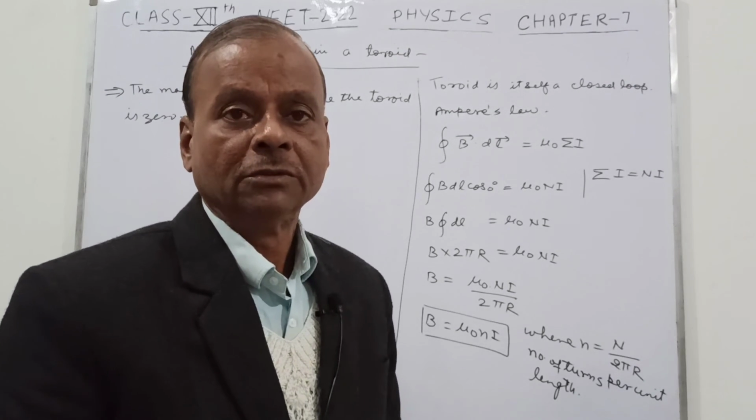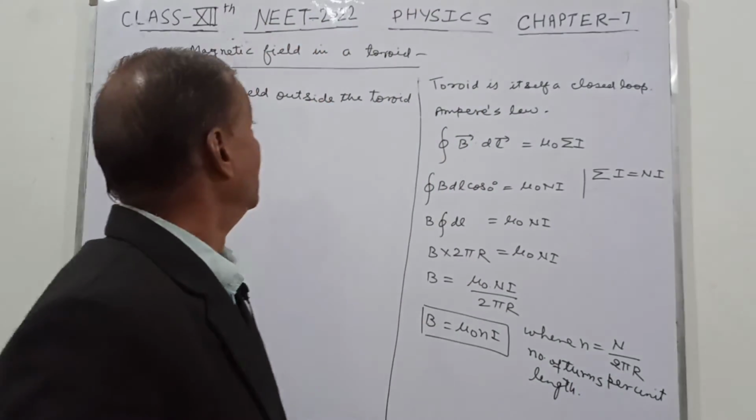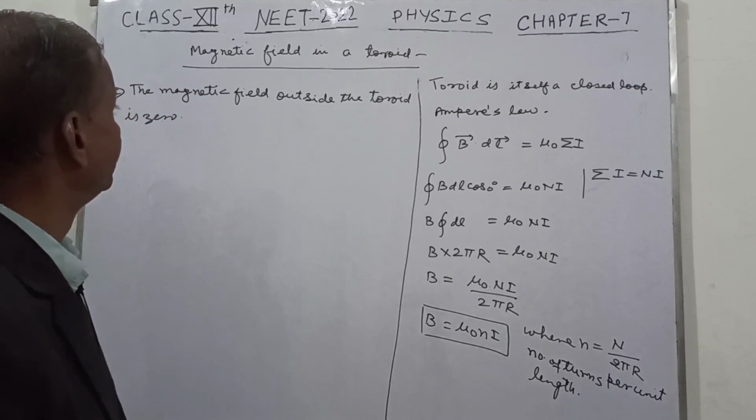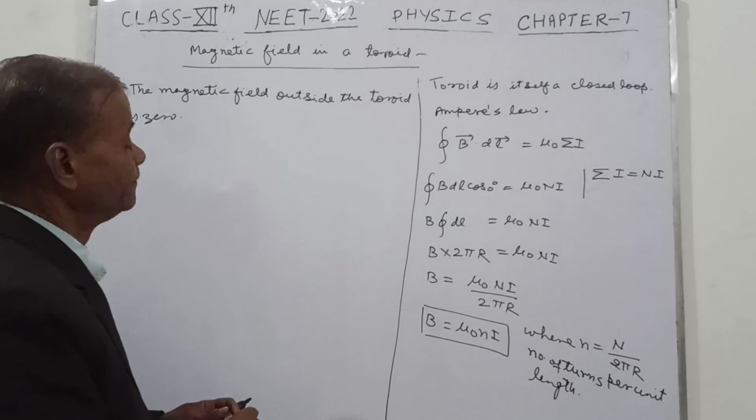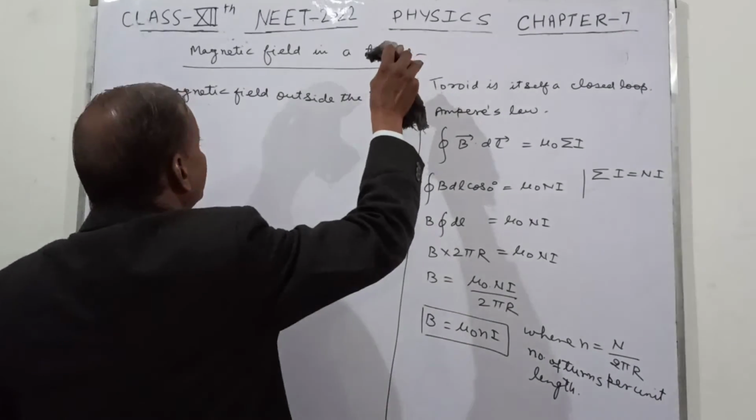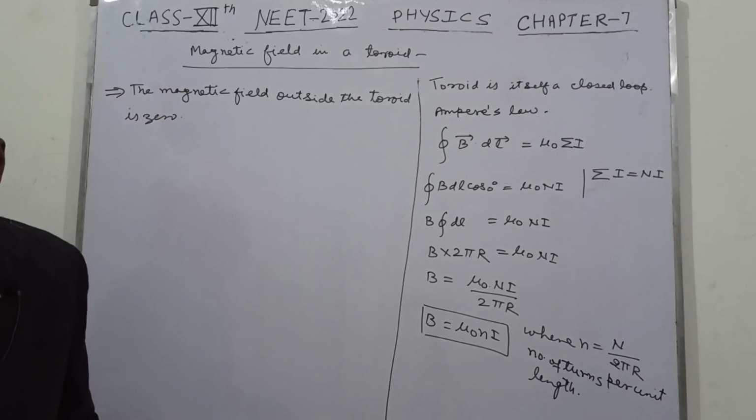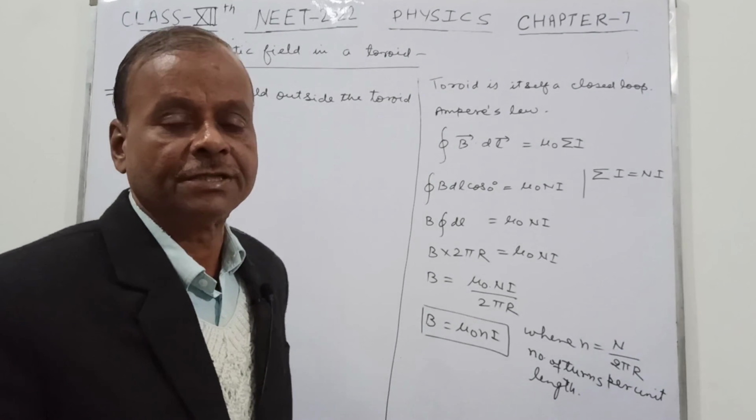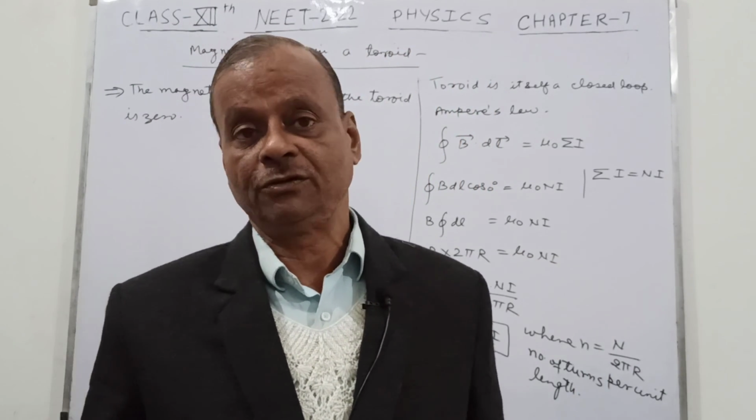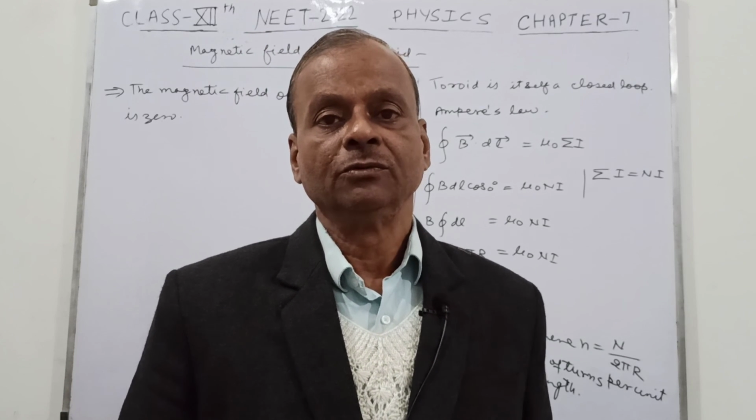So I have told you the magnetic field due to the current carrying solenoid and the current carrying toroid. The question is asked either based on the solenoid or based on the toroid. So thank you very much.